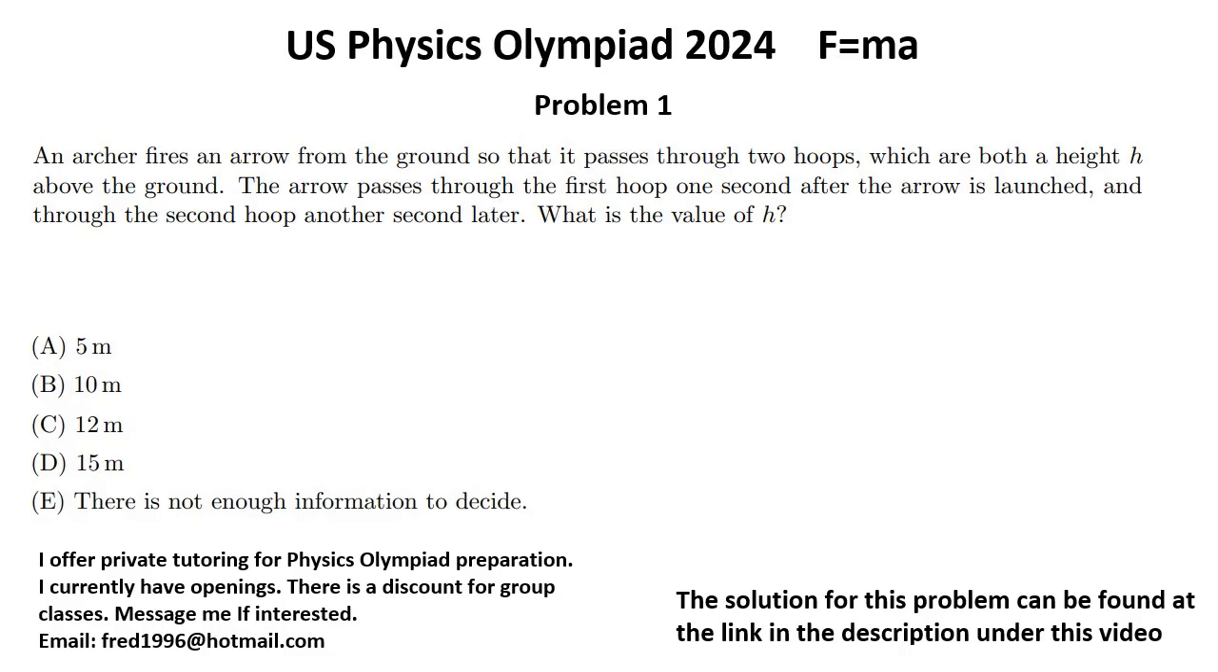Problem number 1. An archer fires an arrow from the ground so that it passes through two hoops, which are both a height h above the ground. The arrow passes through the first hoop 1 second after the arrow is launched, and through the second hoop another second later. What is the value of h?